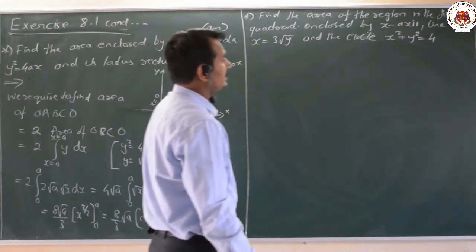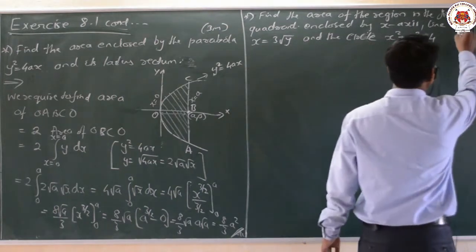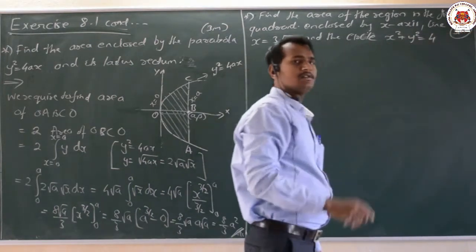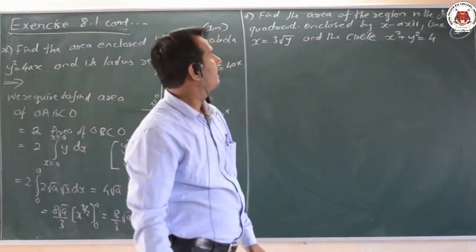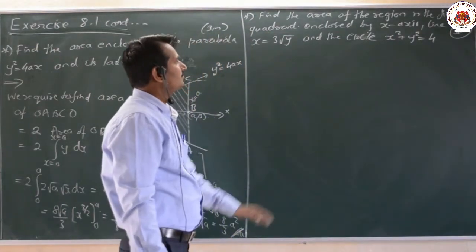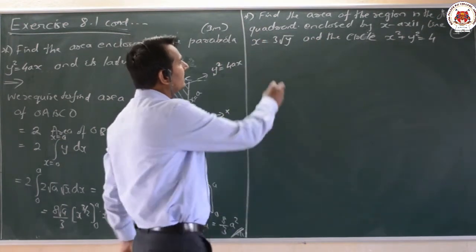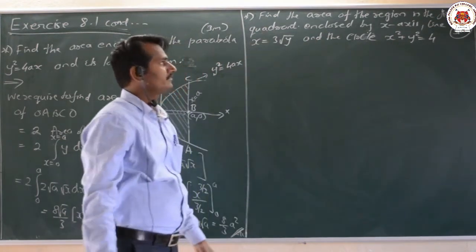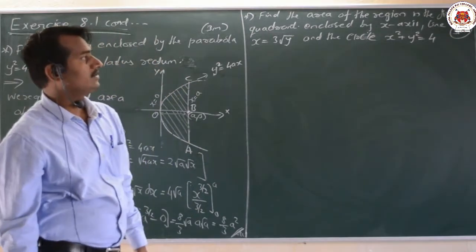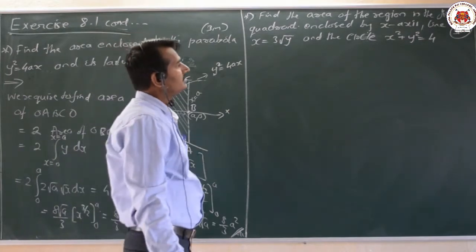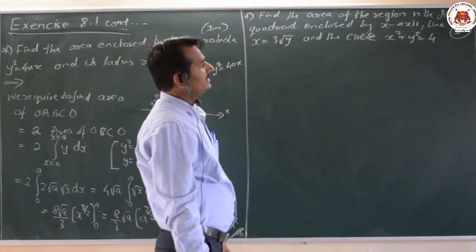Now let us move on to the next problem. The next problem will be asked for 5 marks in your annual examination. It is also a very simple question. Now how to find it? Find the area of the region in the first quadrant enclosed by the x-axis.